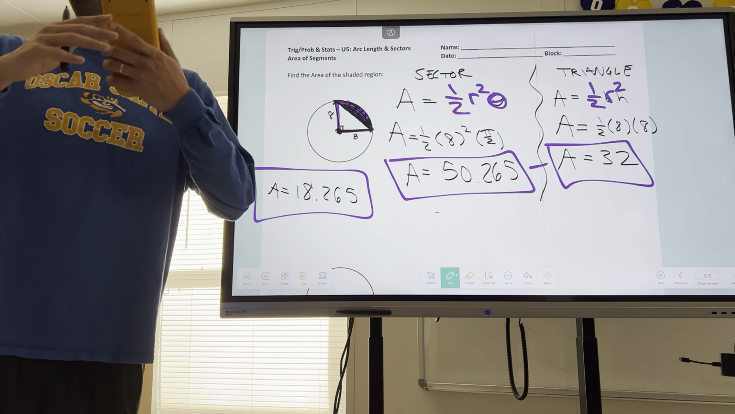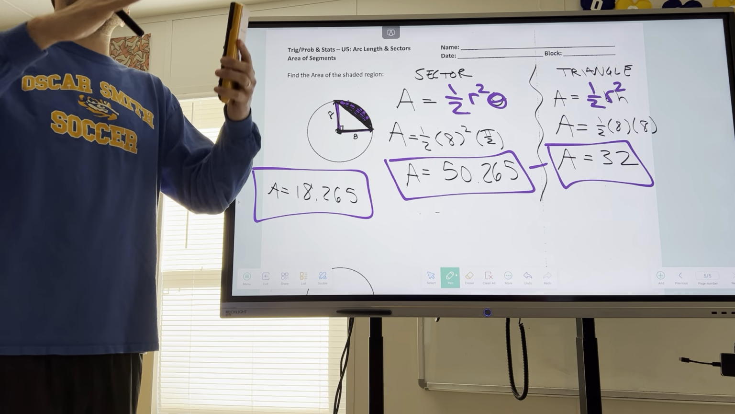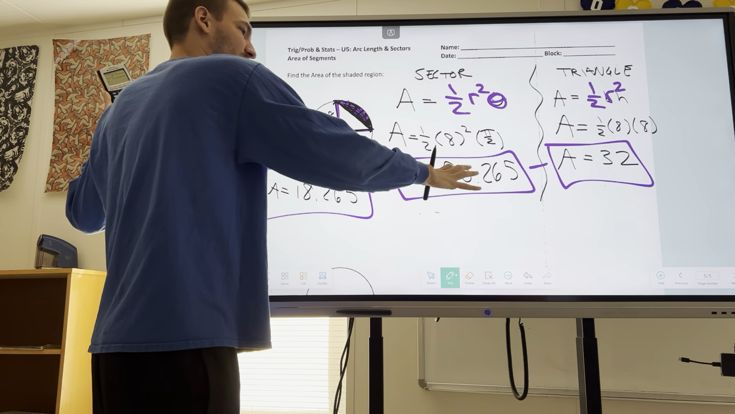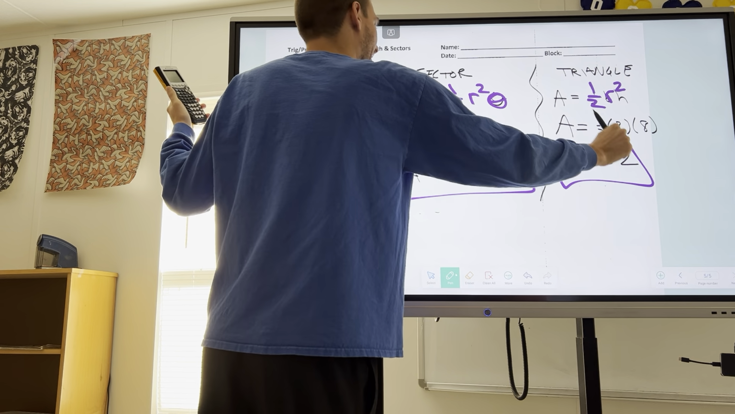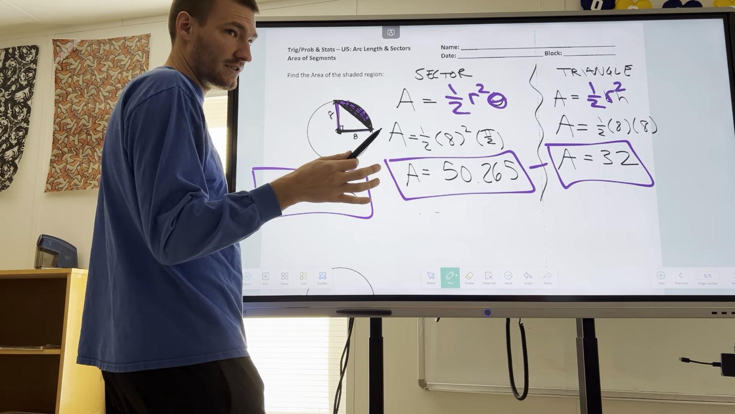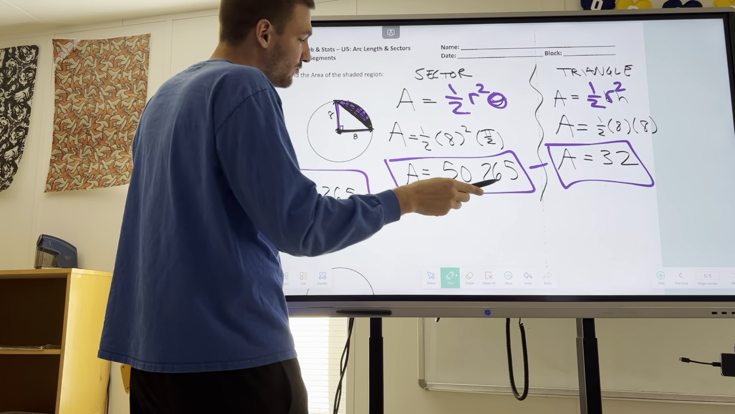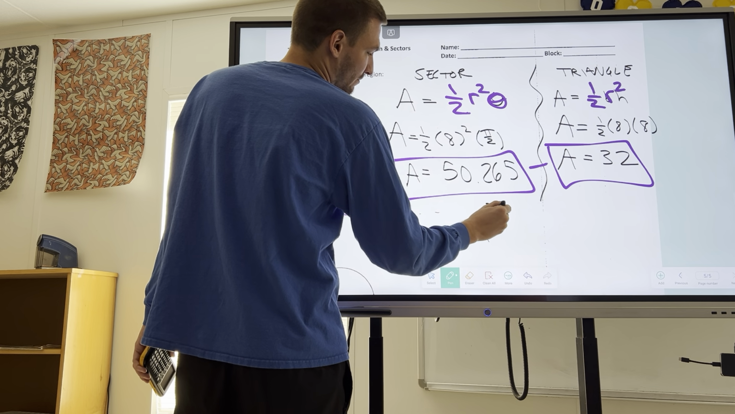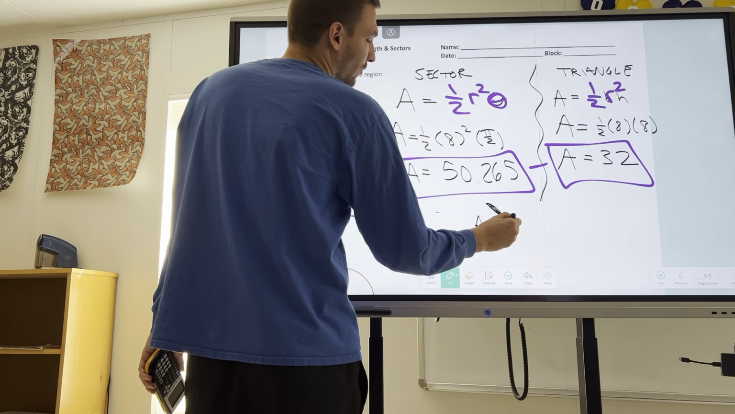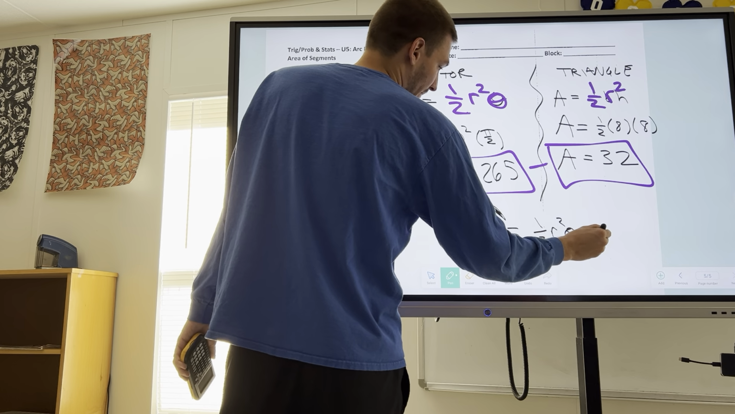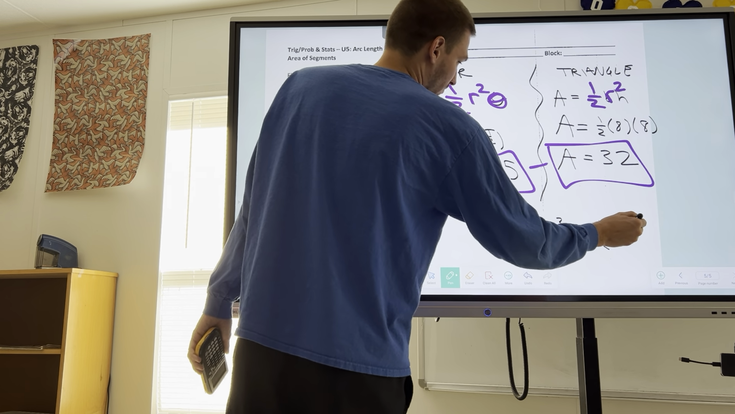So, if you want to do this all in one fell swoop, instead of doing it as its own area and its own area and then subtract them, you could use the formula. I don't know if I'd recommend this or not, it's up to you, that the area of this little small sliver thing here would be 1/2 r squared theta minus 1/2 r squared.